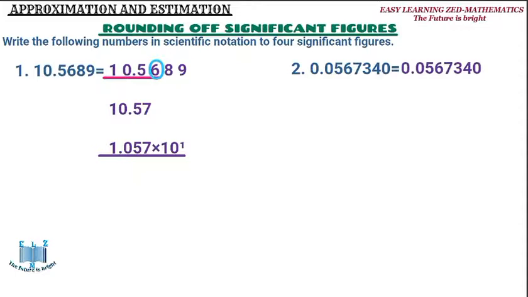We are saying the 0 at the end of the decimal part is a significant figure, but the zeros at the beginning of the decimal part are not significant. So these first two zeros are not significant. The first four significant figures we have are 5, 6, 7, 3. These are the first significant figures in this number.